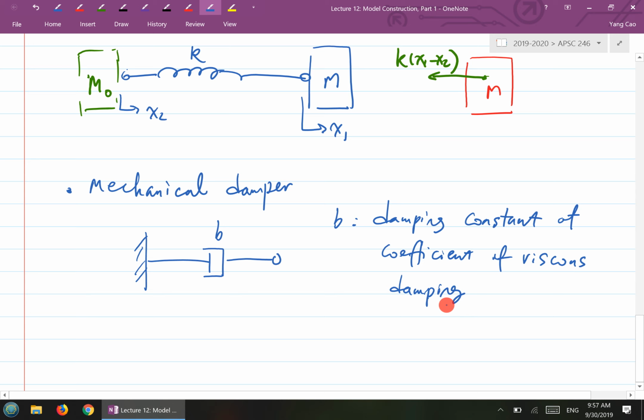So when you open it and you let it go, it doesn't close right away, right? It closes slowly. That component provides a damping function. So that's essentially the idea of the mechanical damper. And for this case, I have one end fixed and one end free.